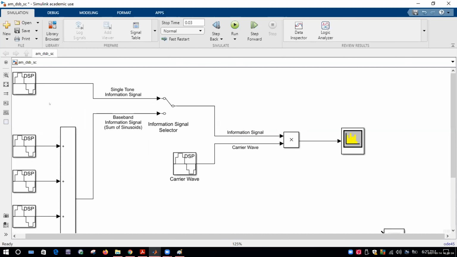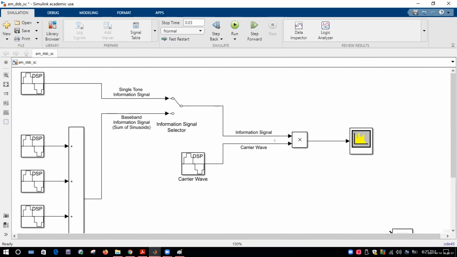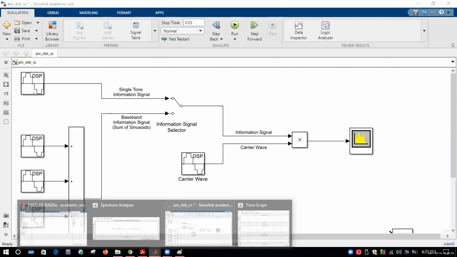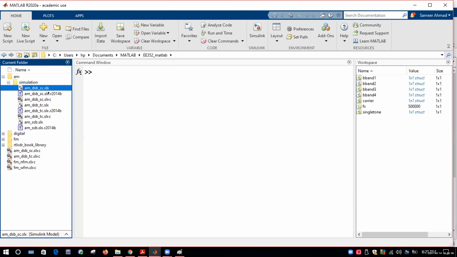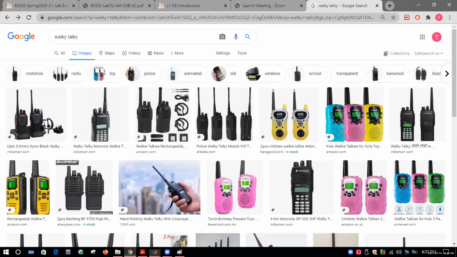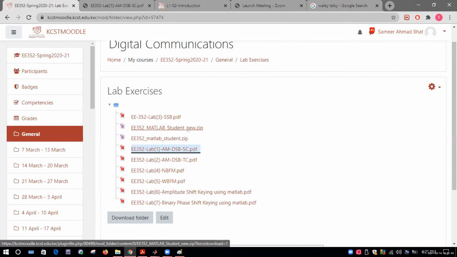Mr. Samir, where did I find this one? Which one? This circuit. It's here: Simulation AM DSB suppressed carrier, first one. Mr. Samir, from where do I get these files? It's available in Moodle here. You see this MATLAB student.zip. You can download this and add it to the MATLAB account. Just drag and drop. That's it.